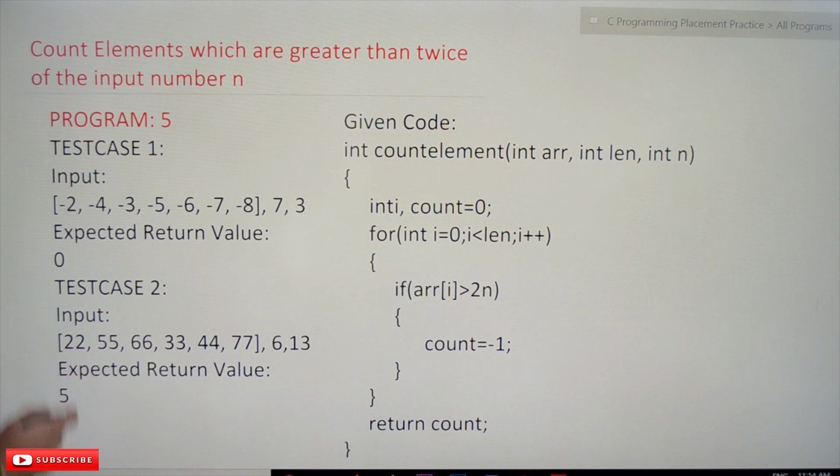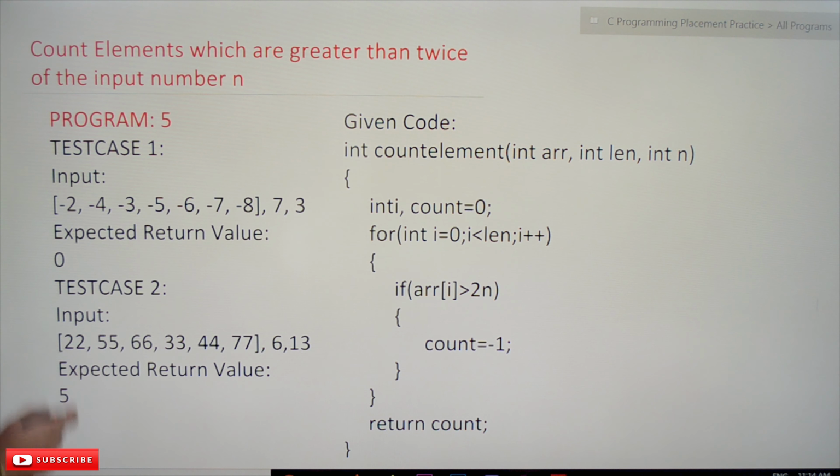This is the array, and this array will get passed to the first argument, and the next one is the length of the array. What this length states is that 7 elements are there, and the number of elements in the array is provided as the second argument, which will get stored in len. The third argument is 3, the input number n, so this 3 will get stored in n. This is the random input number provided by the user.